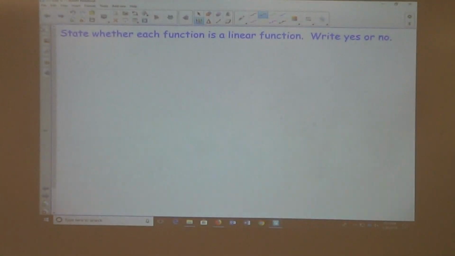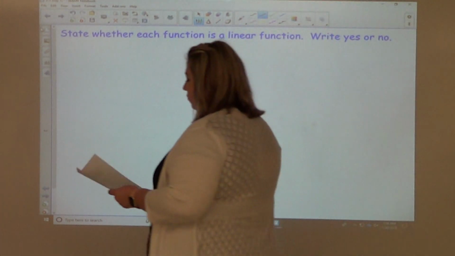Okay, so the first part, we're going to identify whether a function is linear, and we're just going to write yes or no. On your homework, it's going to ask you to explain. You do not need to explain. Okay?